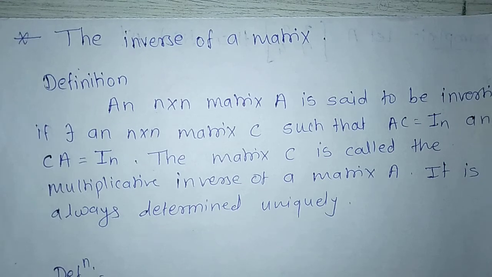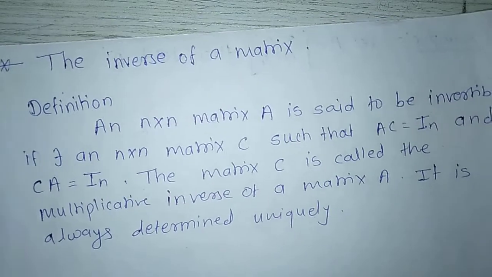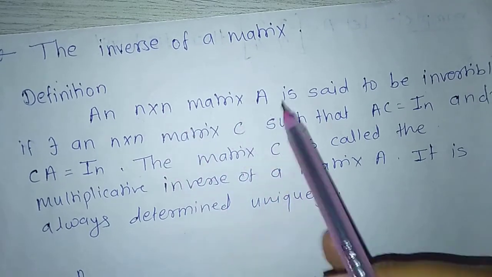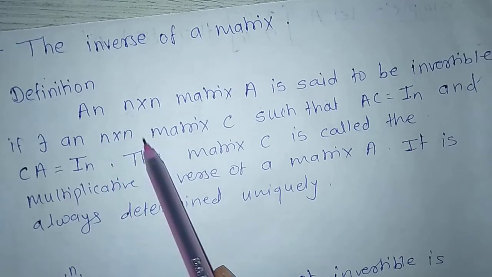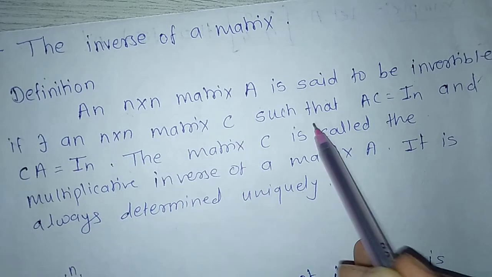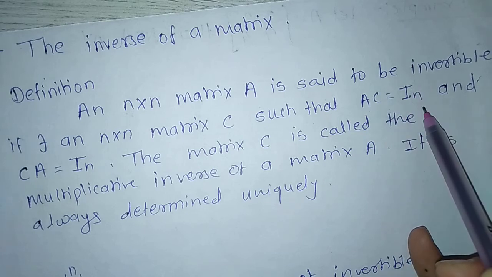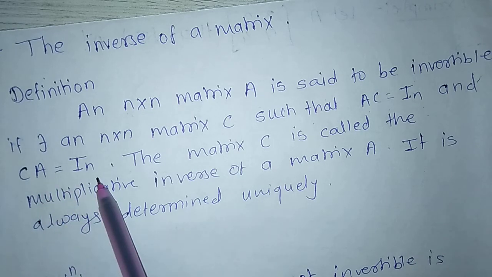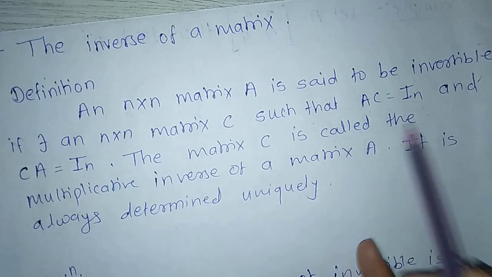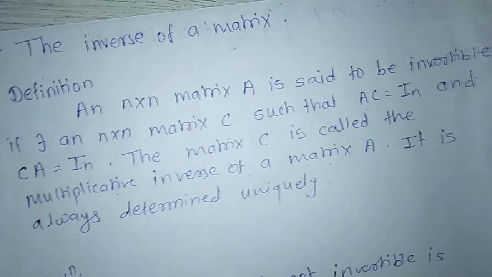Hello students, today's point is the inverse of a matrix. Definition: an n by n matrix A is said to be invertible if there exists an n by n matrix C such that A into C equal to In, where In means identity matrix of order n by n, and C into A equal to In. The matrix C is called the multiplicative inverse of matrix A. It is always determined uniquely.